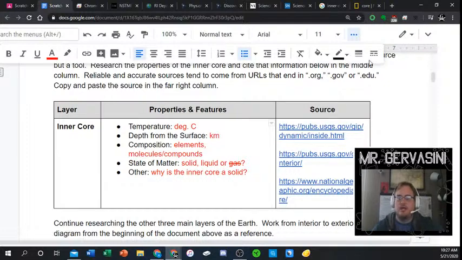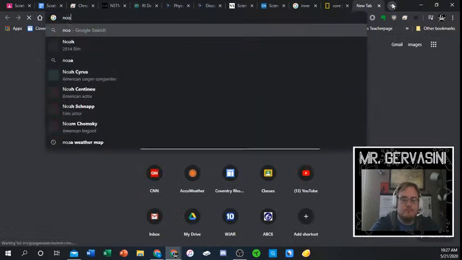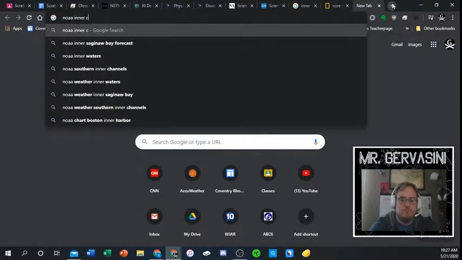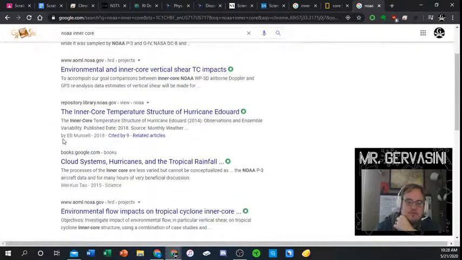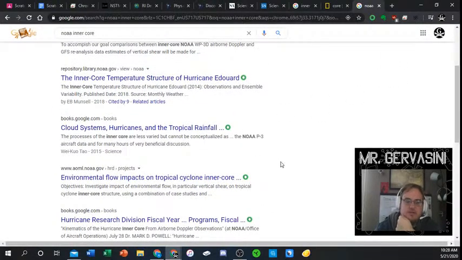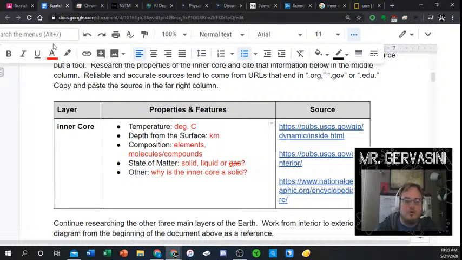I don't know if Noah would have anything. Inner core structure of tropical cyclones? No. Cloud systems? No, they're just referencing the core of a hurricane.